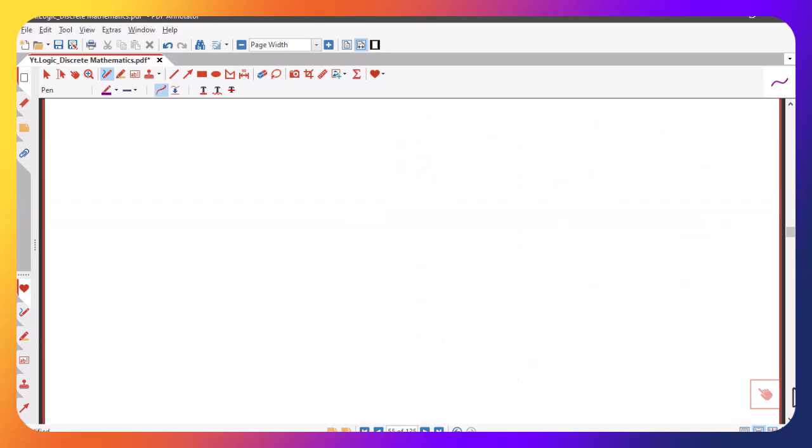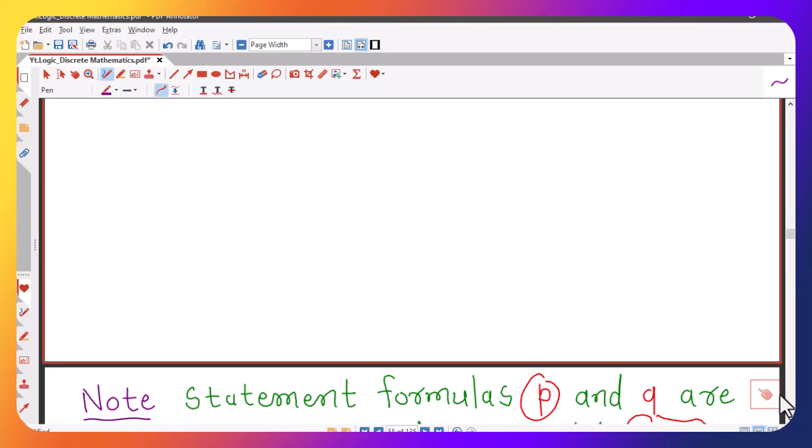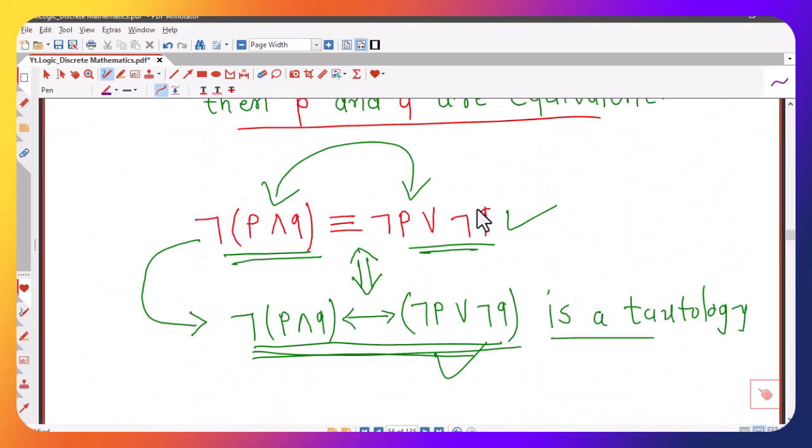So this is all about logical equivalences. We will see some more problems on logical equivalence in upcoming lectures.